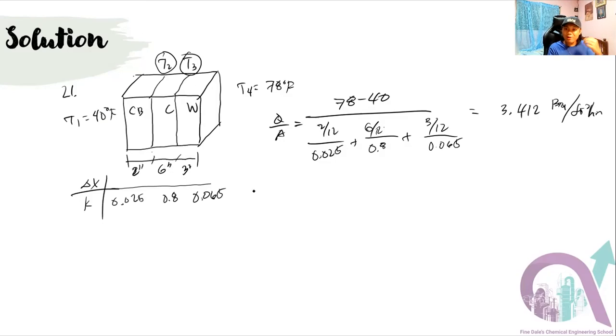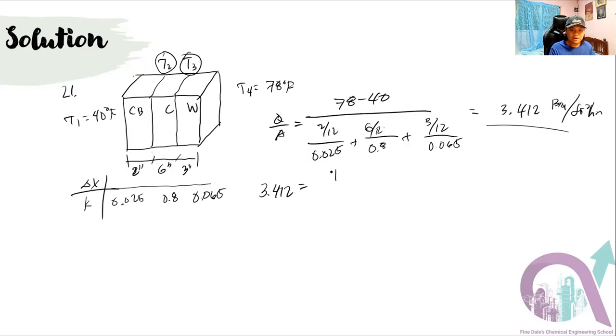But how do we get that? Remember that the heat flux across this material is the same. So we can take advantage of that. We can exploit that. Between T1 and T2, the heat flux is the same. T2 and T3, 3.412. T3 and T4, 3.412. It's constant across the material. So we have a 3.412.